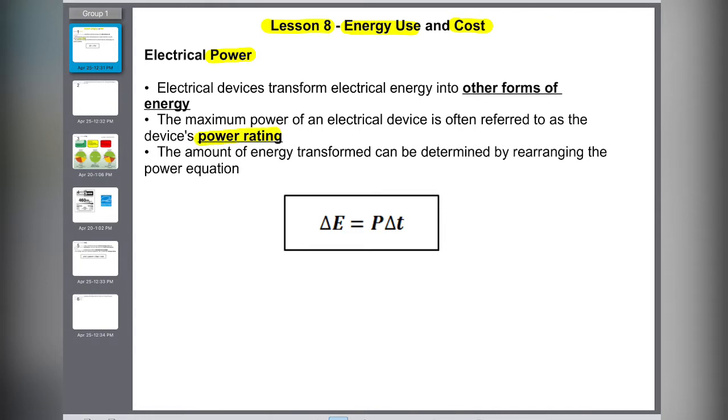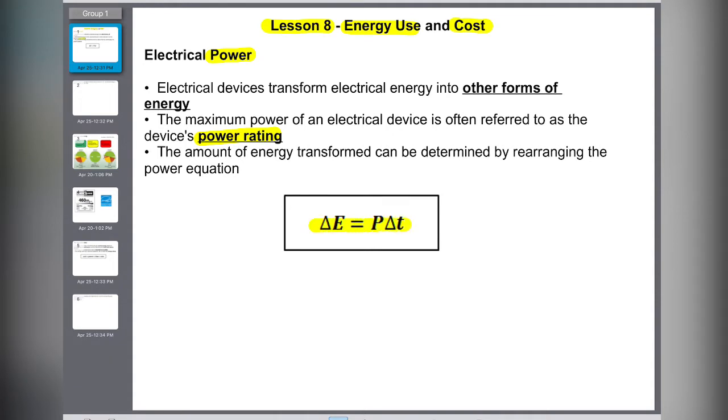Every single device, if you go home and look at your washer, your stove, they all have a power rating that helps you determine how much energy it uses and how much it will cost you to pay for the electricity. So obviously, the higher the power of the object, the higher the cost of electricity.